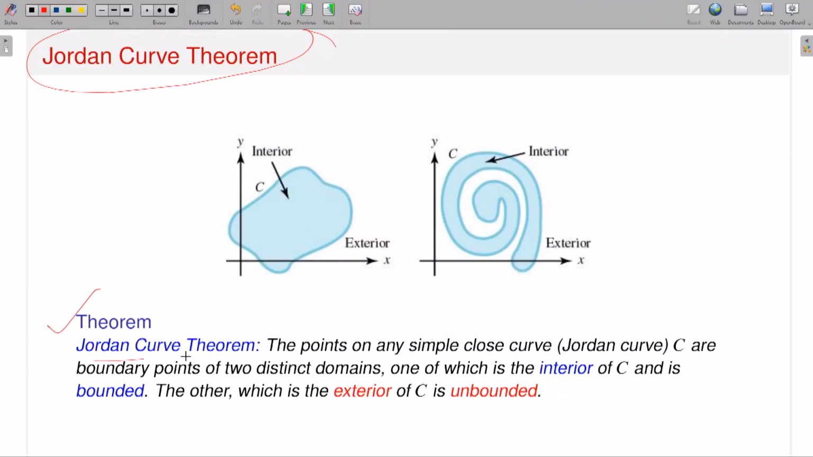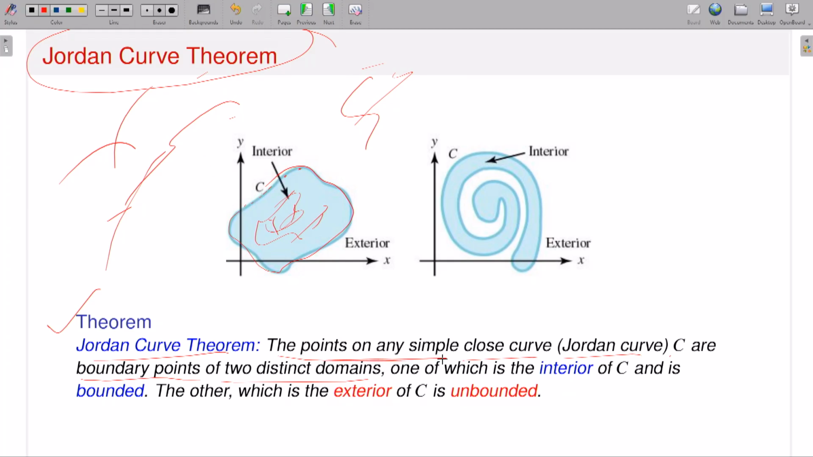The Jordan curve theorem says that the points on any simple closed curve or Jordan curve, suppose this is a simple closed curve, right? Any point on the simple closed curve or Jordan curve C is a boundary point of two distinct domains. This is one of the domains, the outer part, and the blue one is the inner part. Each is an open connected set, and the points on C are the boundary. That means it distinguishes the exterior part from the interior part.